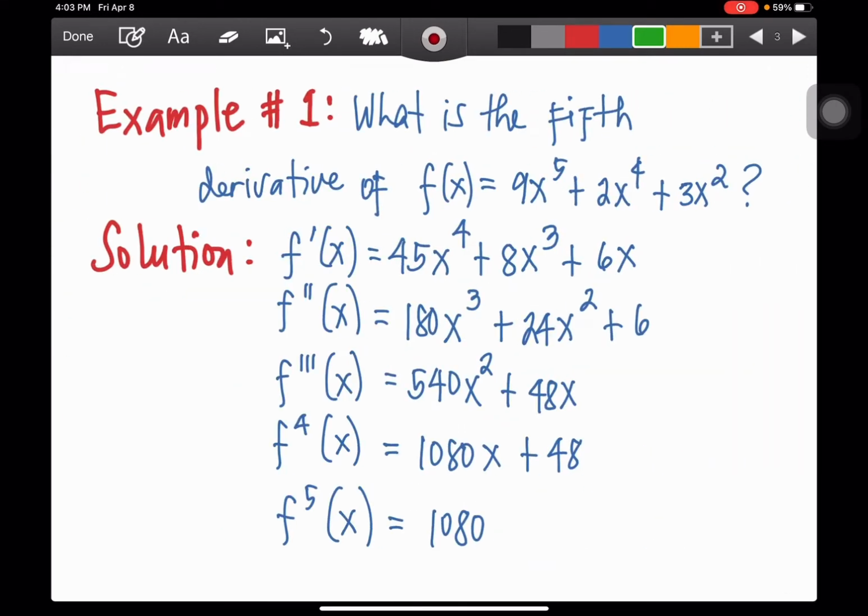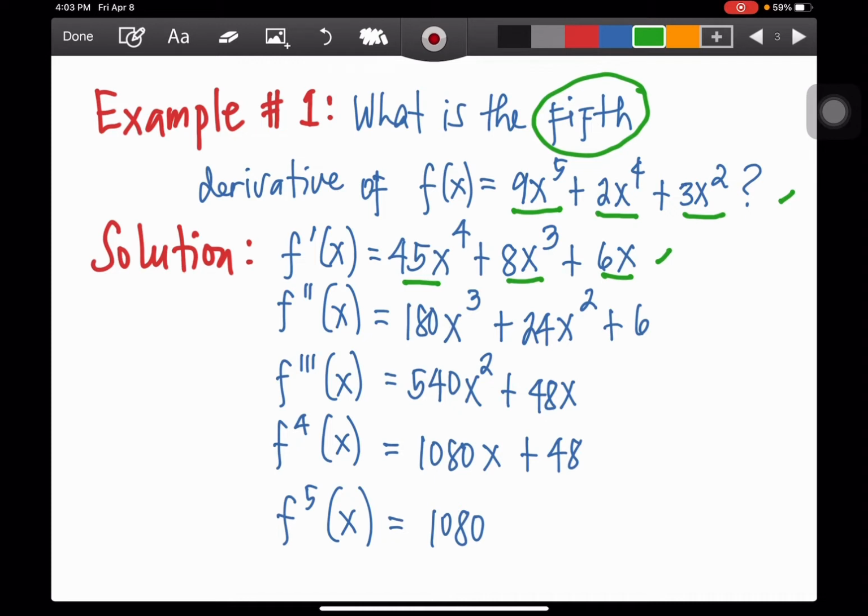Example number 1. What is the fifth derivative of the function f of x, which is equal to 9x to the fifth plus 2x to the fourth plus 3x squared? So we first get the first derivative in order for us to come up with the fifth derivative. So the first derivative is 45x to the fourth plus 8x cubed plus 6x. I hope you already understood that, based on our previous videos.